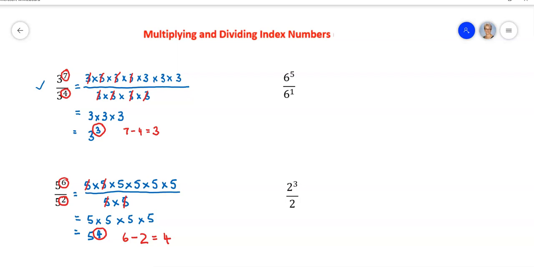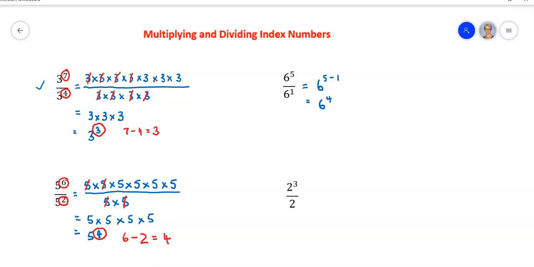Let's use this shortcut now to do these 2 calculations. 6 to the power of 5 divided by 6 to the power of 1. Now, using our shortcut, we need to subtract the 2 index numbers here. So my answer will be 6 to the power of 5 minus 1. 5 minus 1 is equal to 4, so my answer is 6 to the power of 4.